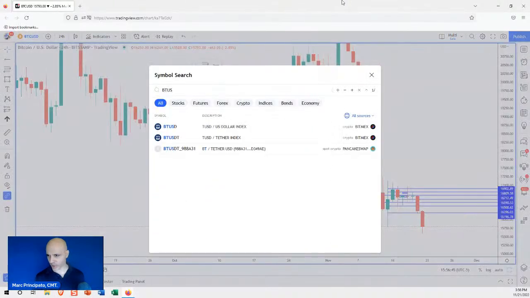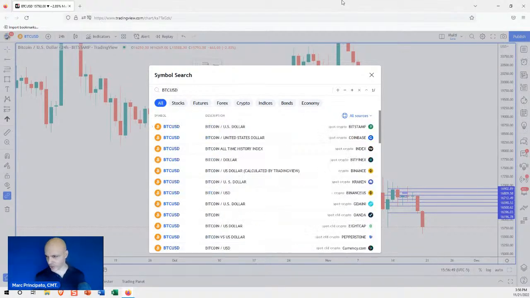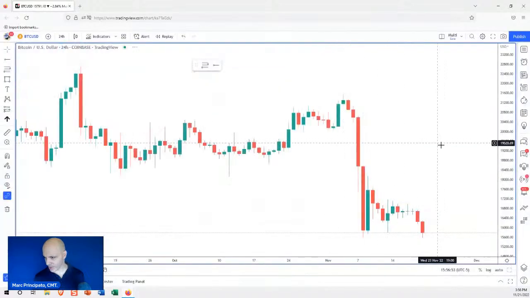All right, so back to this Bitcoin chart. Just want to see what's going on here. All right, so any other questions? Any other questions, you guys? Let's go back to the Coinbase chart.